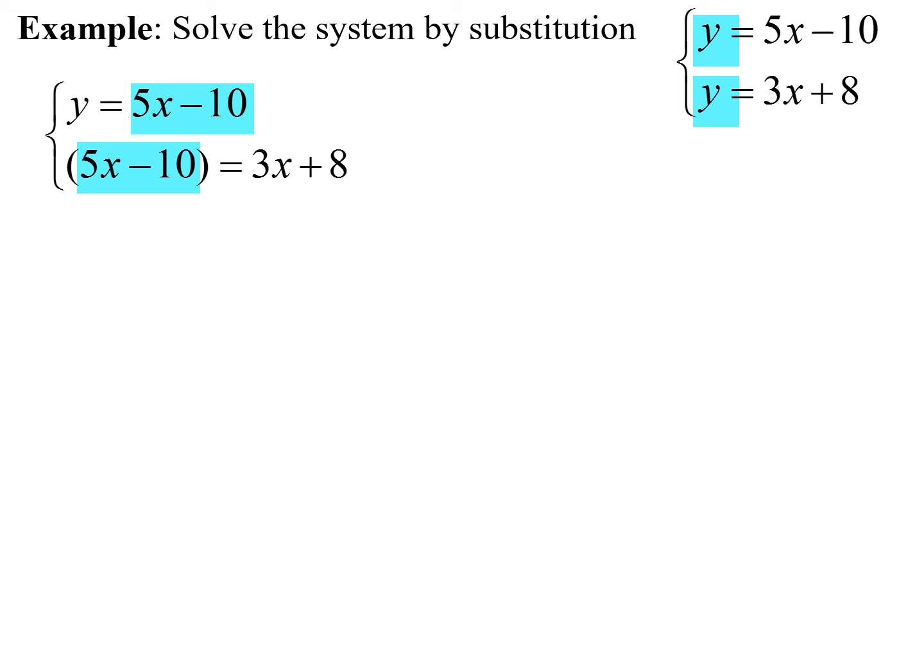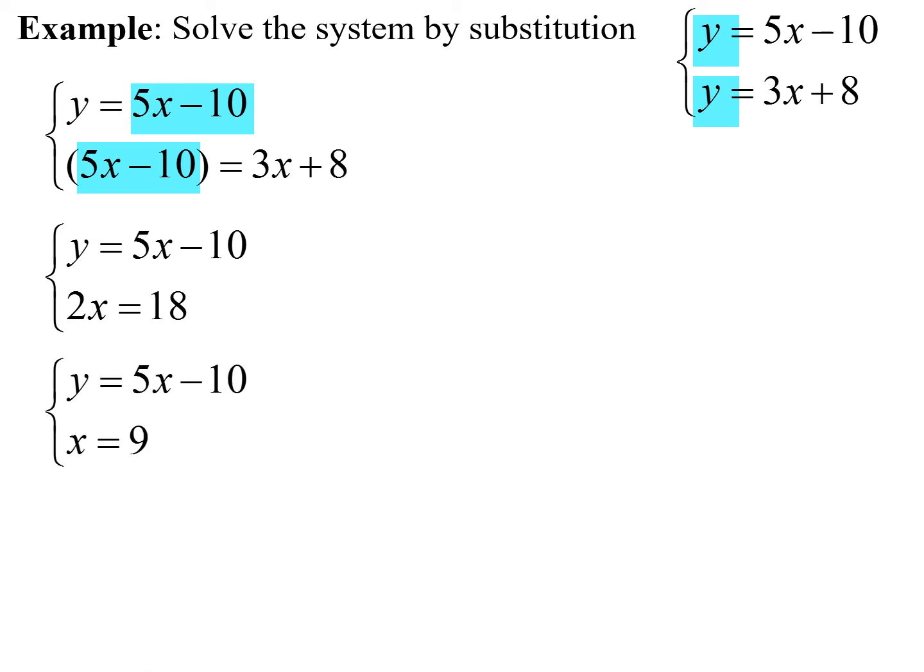Now I want to solve the second equation for x, leaving the first equation the same. For the second equation, I'm going to subtract 3x from both sides and add 10 to both sides so that my x values move to the left and my constants move to the right. So I get 2x equals 18. To get x by itself, I'm going to divide both sides by 2, first equation staying the same. So we get x is equal to 9.